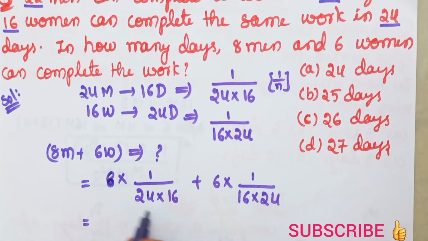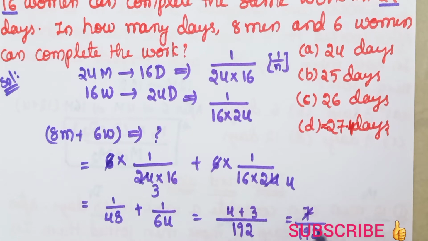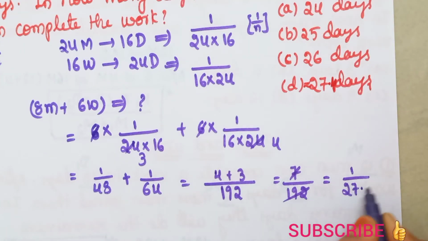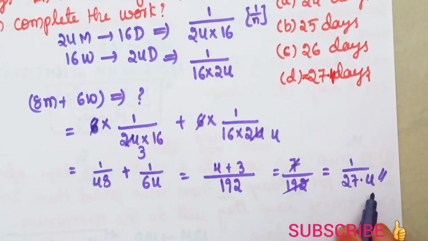So simplify this. 8 3s are 24, 6 4s are 24. So what will we get? 1 by 48 plus 1 by 64. If we take out the LCM, it is 192, and here comes 4 plus 3. So that is nothing but 7 by 192. If we simplify this, we will get it as 1 by 27.4.